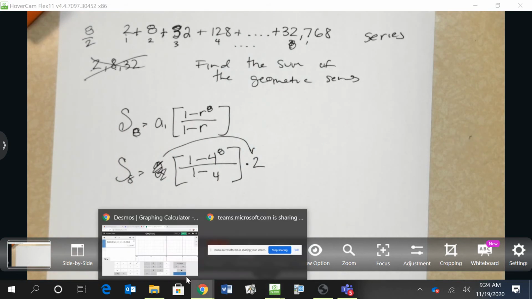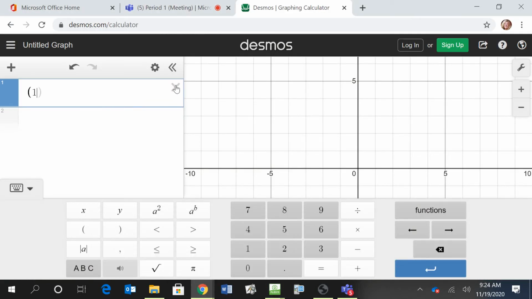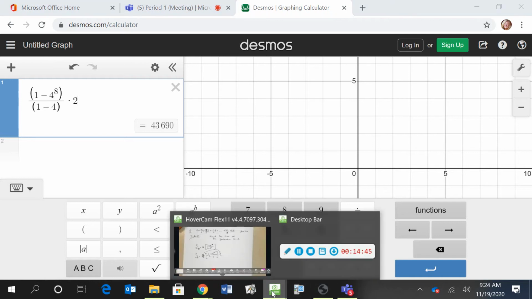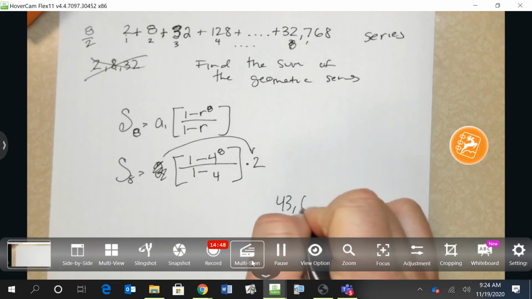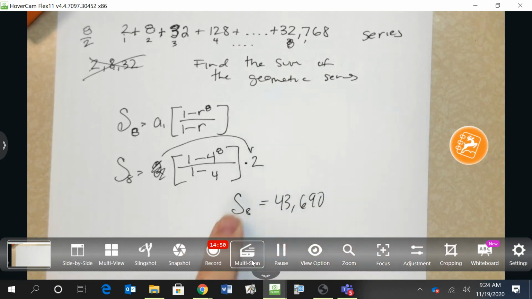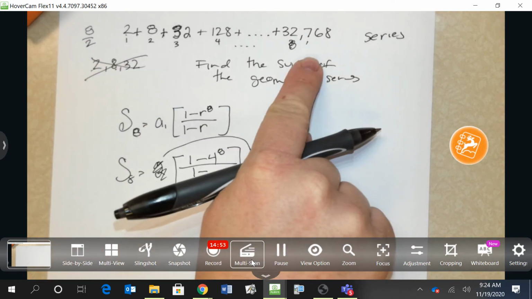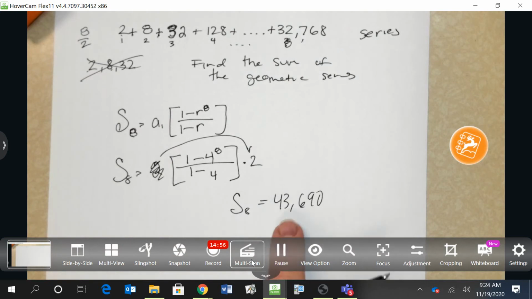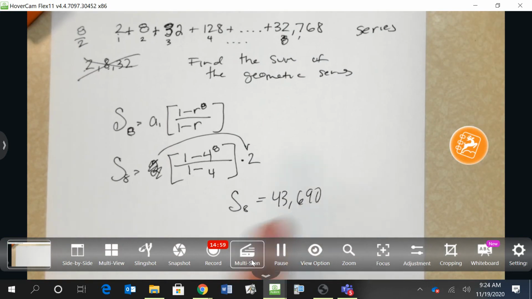Okay, plugging it in at this time. So I start with the numerator, 1 subtract. I have to use parentheses, that is the key. 1 subtract 4 to the 8th, divided by 1 subtract 4. And now I'm going to use the arrow on my keyboard to move behind it, and I'm going to multiply by that first number. What does this quantity mean? 43,690 means if I add up the first 8 numbers in this specific geometric series, this is what the sum would be. This is what they would add up to be.